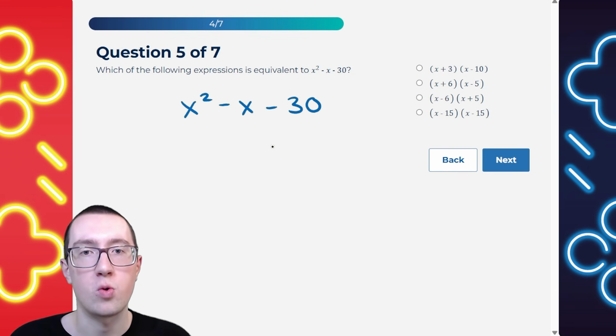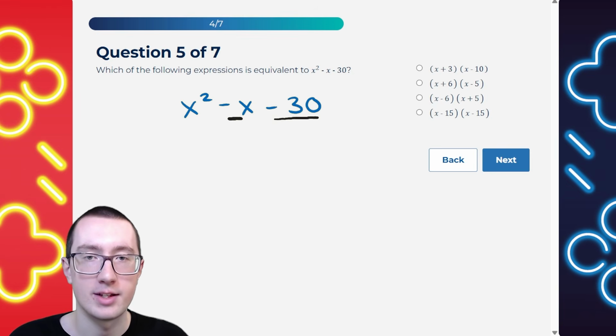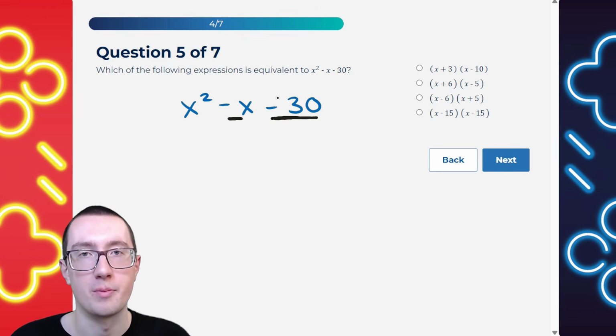So to factor a quadratic equation, we basically are just going to need the number in front of x and the number that's by itself. And make sure you always include the minus signs. Now there's no number in front of x, but that means that there's an invisible 1. So it's actually going to be -1. -1 in front of x and -30 by itself.